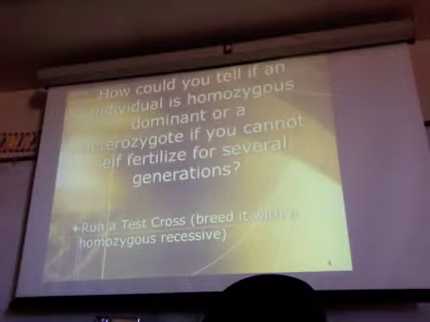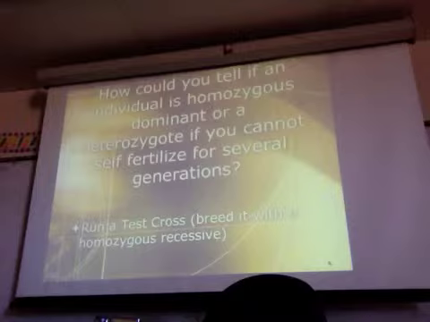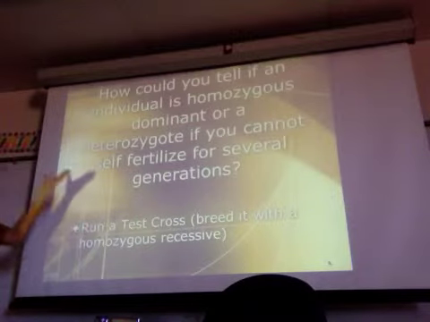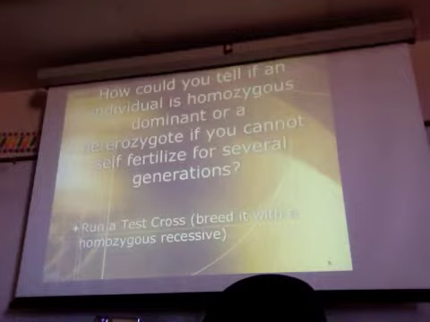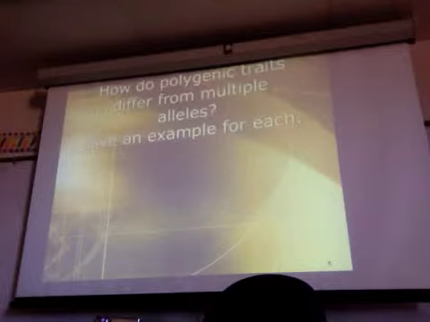The unknown parent is heterozygous. If the offspring are all dominant, then you know the unknown parent is homozygous dominant. So heterozygous or homozygous, pure breeding or hybrid, you can use whatever words you want. A test cross is an example.